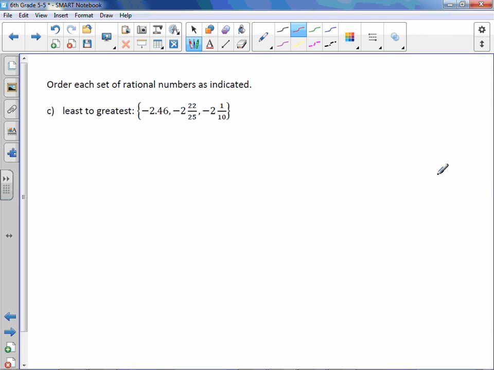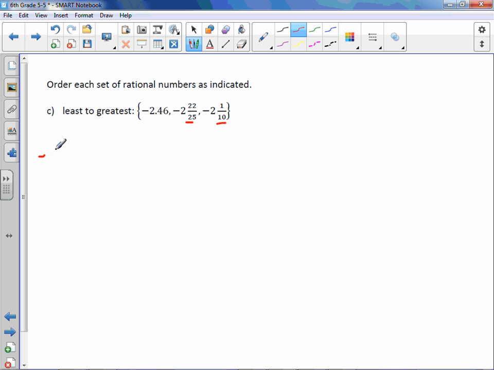Order each set of rational numbers as indicated, least to greatest. Now sometimes it might be easier to change them to fractions. Okay, I've got some nice numbers, denominators I should say, 25 and 10. This is easily put into a fraction, and since these two are already fractions, let's see what we can do.